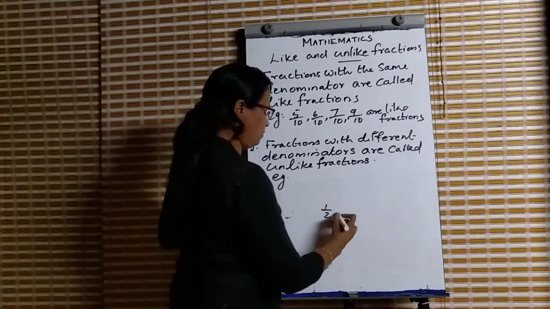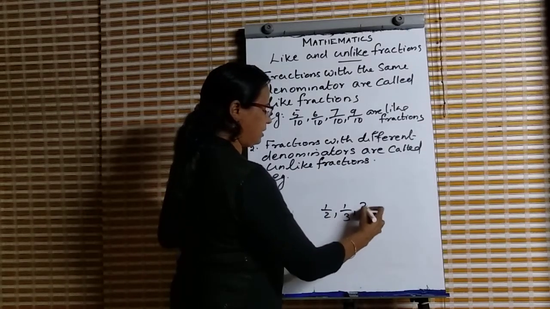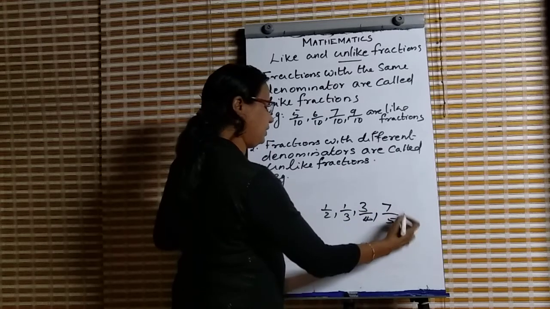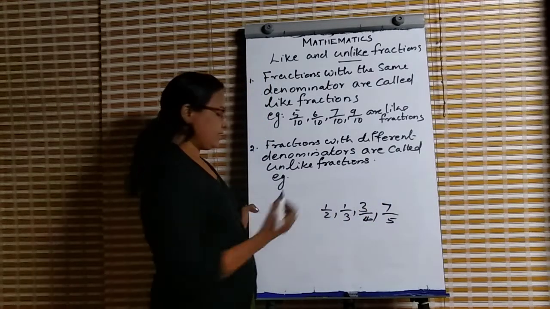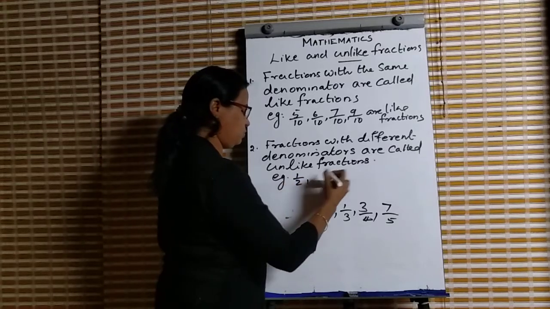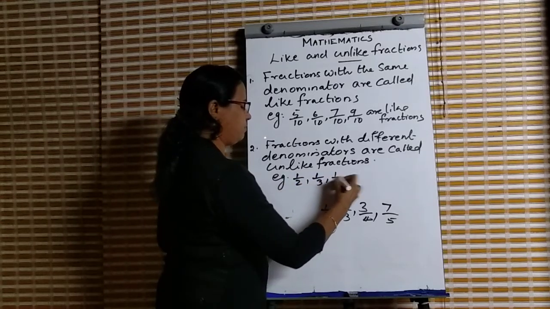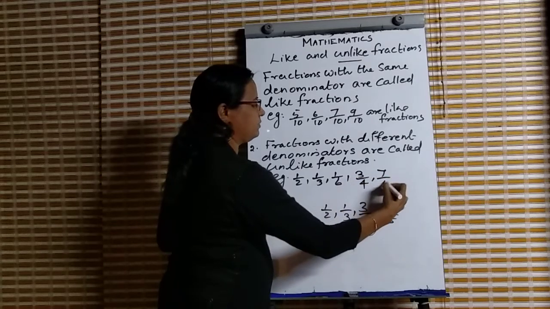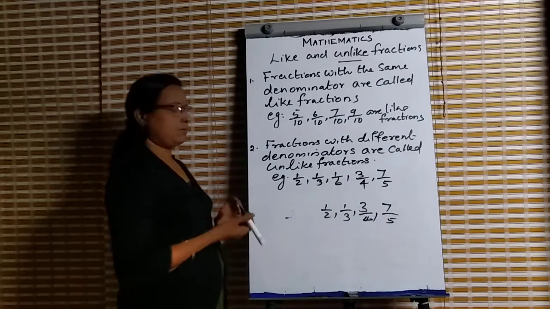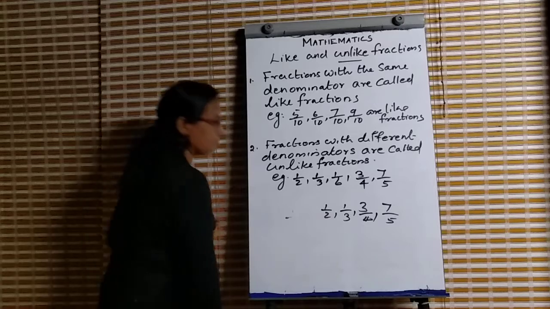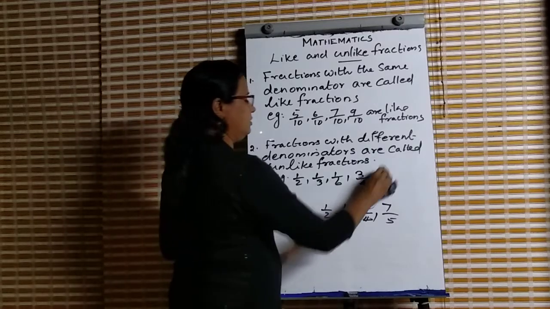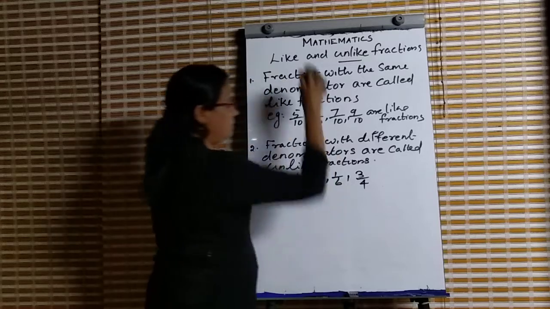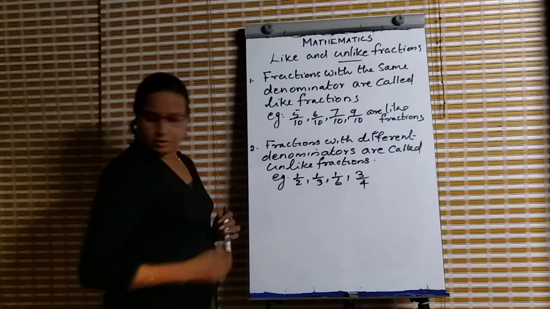The 1 by 2, 1 by 3, 3 by 4, 7 by 5. These are unlike fractions. 1 by 2, 1 by 3, 1 by 6, 3 by 4, 7 by 5. These are all unlike fractions. Write all this in your notebook.